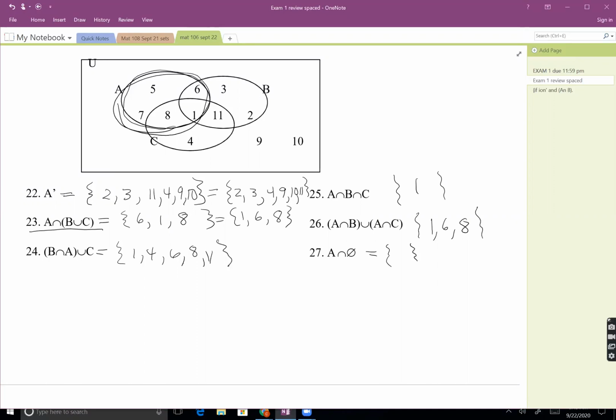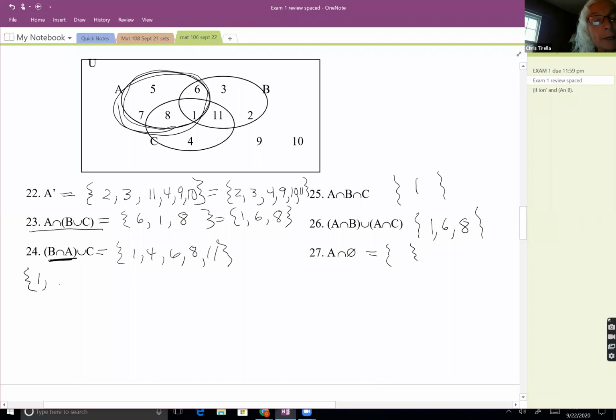Is 24 a 5 for V? Oh, this is 11. Okay, it looks like a V. I don't understand how 4 would intersect with B and A. For 24, the intersection of B and A, what B and A have in common, are 1 and 6. Okay, I get that.